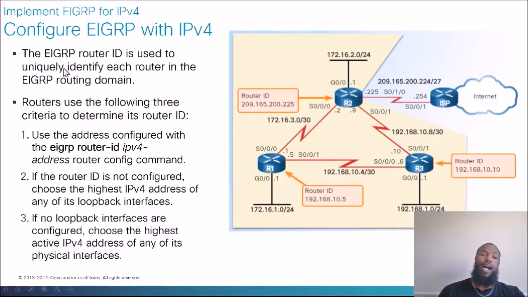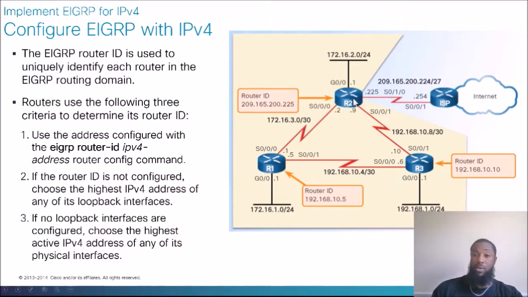So we've got the router ID that's used to identify each of the EIGRP routers in your network. I'm not going to read all this to y'all, but you could basically just do this in the bold: EIGRP router-id, and then put the IP address or whatever router ID you want to give the router. If that's not done, then it'll pick the highest active loopback address.